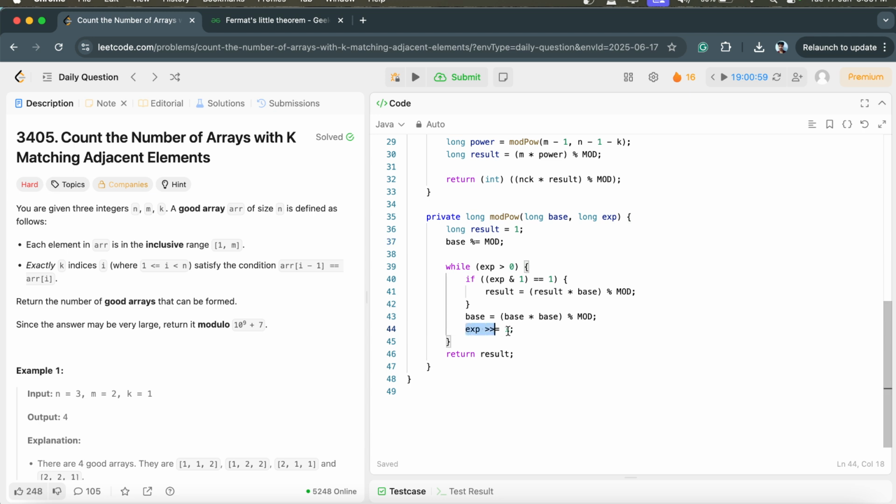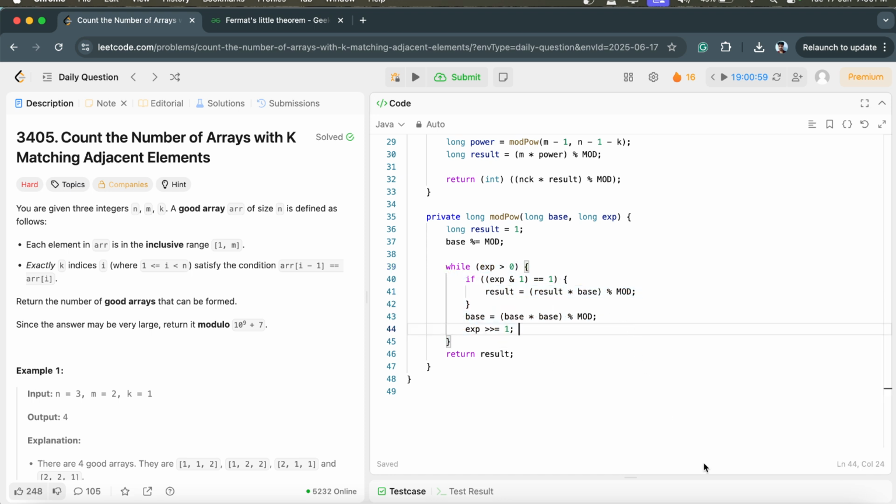And the exponential value, we will shift its bits. Right shift is the operation we are doing. This way, whatever the exponential value that we have, we are simply dividing it by 2. So this operation is basically a division operation. Exponential divided by 2. If it was 5, 5 divided by 2 is going to be 2. That way we are decrementing its value. We keep doing this until the exponential value is less than or equal to 0. So this while loop keeps going and we keep getting the results.